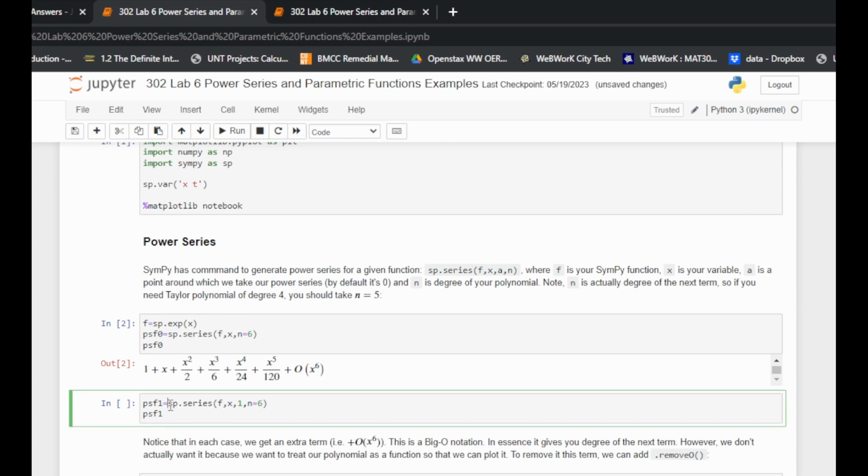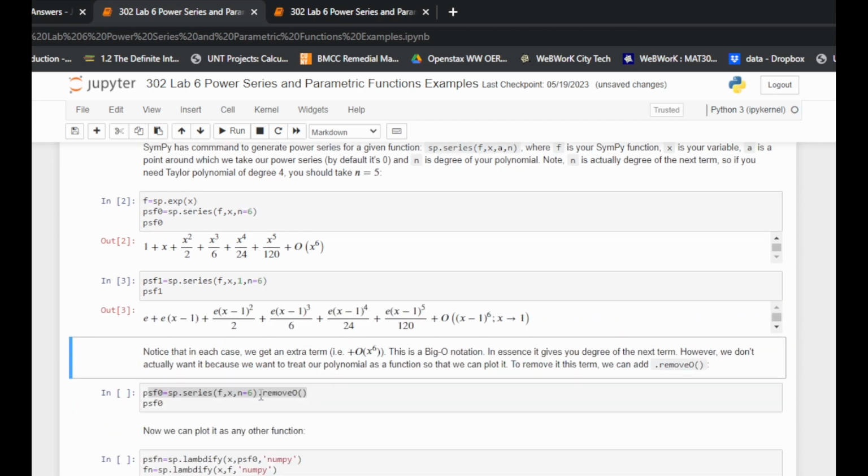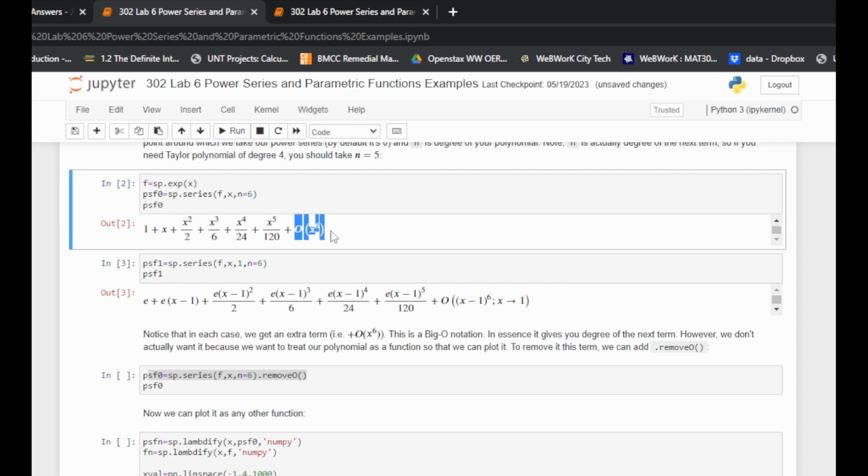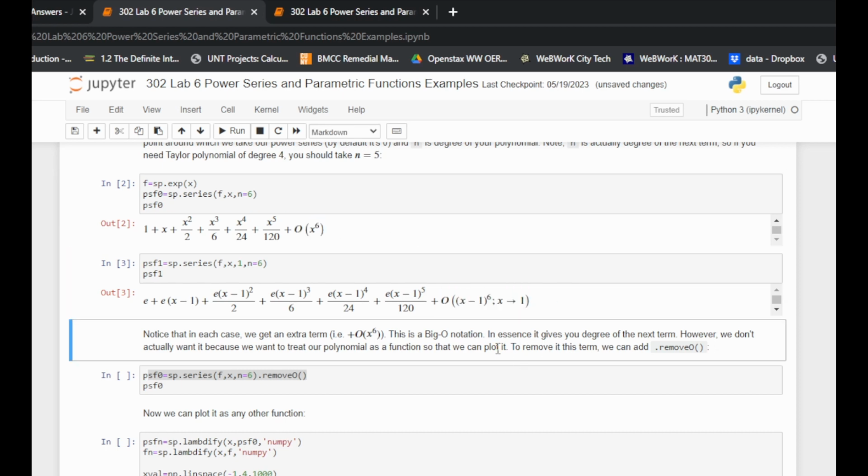Let's do another example. Let's say now I'll have a series of the same exponential function, but now it's going to be around 1. And so here it is. Now normally we're going to treat this partial power series as a function, as a polynomial, and therefore we don't want this big O notation at the end. So for the most part we will have to remove it, and it's quite easy to do. We can use the .removeO method.